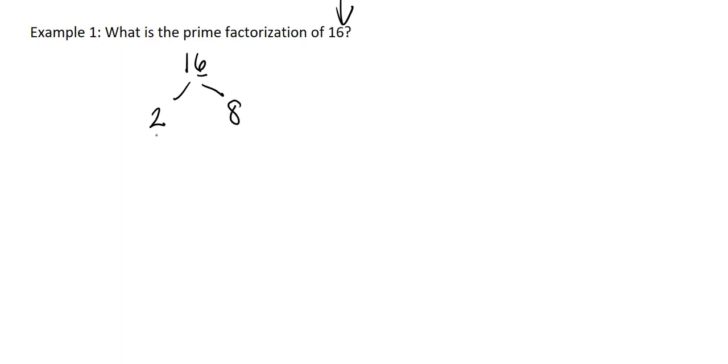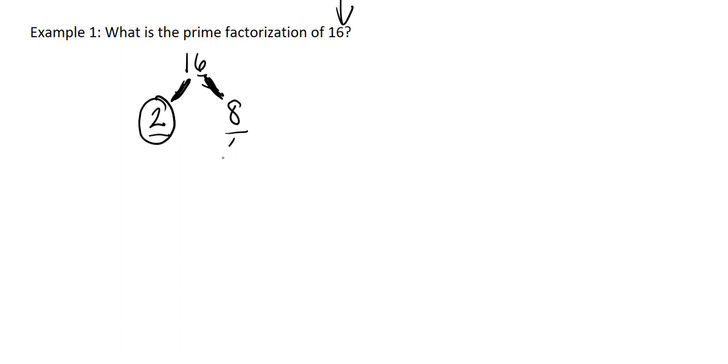If we multiply these two numbers, we get the number on top. It's a factor tree because these two come off of 16, and those are the factors of 16. Now, 2 is a prime number, so we're just going to go ahead and circle it. 8, though, is a composite number, so we need to keep going because we need to break it down into the prime numbers where we can't break it down any further.